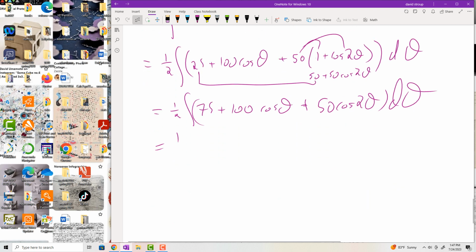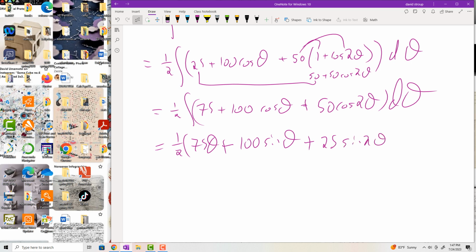And then I get 1/2 [75 theta plus 100 sine theta plus], there's a u-sub there, so it could be a factor of 1/2, so it'd be 25 sine 2 theta, and then evaluate this on the limits from 2 pi over 3 to 4 pi over 3. So it'd be 1/2 times 75 times 4 pi over 3 plus 100.